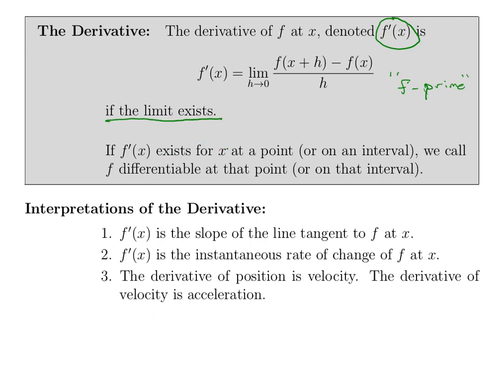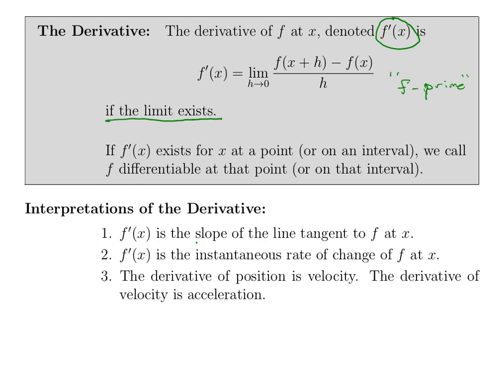If the derivative does exist for x at a point or on an interval, we say that f is differentiable, just like we could say that f is continuous at a point or continuous on an interval. We'll say that if the derivative exists, it's differentiable at a point or on an interval. There's a couple of interpretations. We'll build these up as we go.